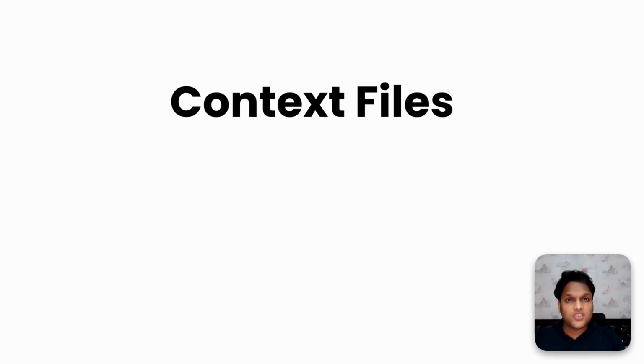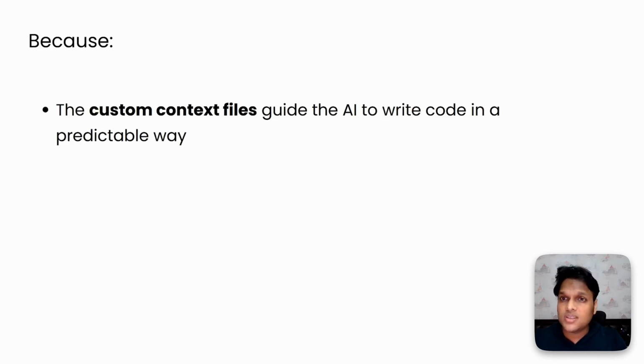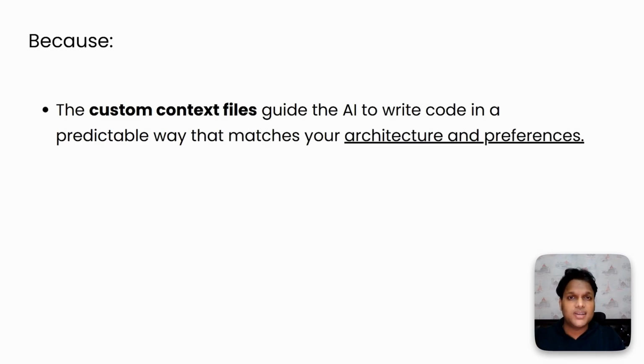Next, one more important thing, which is part of this, how I'm approaching front end in 2026 is using plan mode. This is also very important because the custom context files guide the AI to write code in a predictable way that matches your architecture and preference, right? This is what we saw.